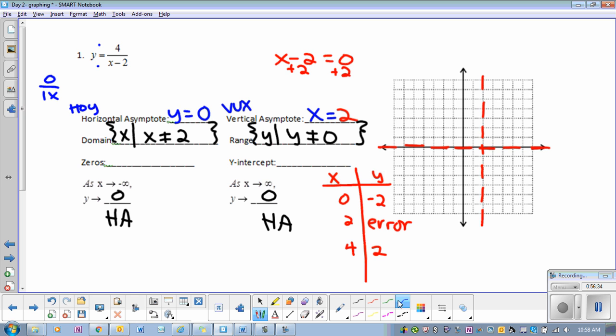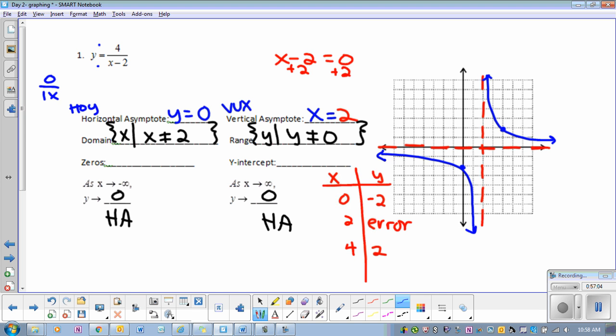Alright, so 0, negative 2, right there. Then we can just sketch, right? And then 4, 2. So 1, 2, 3, 4, 1, 2. And there we go. Pretty good, right?